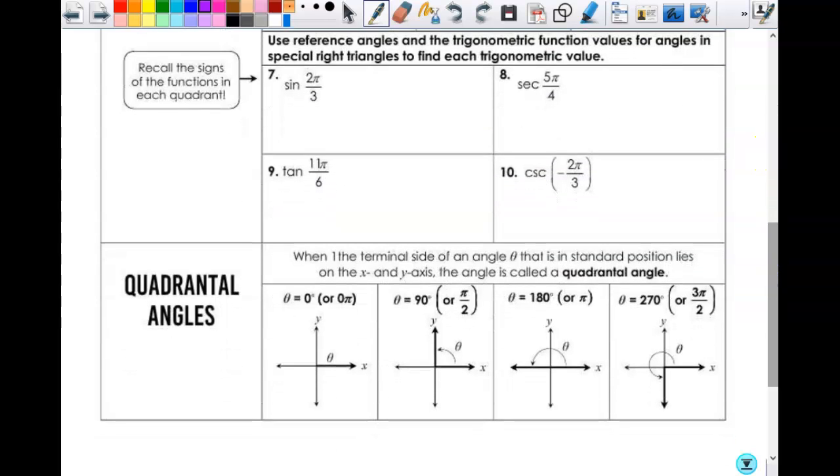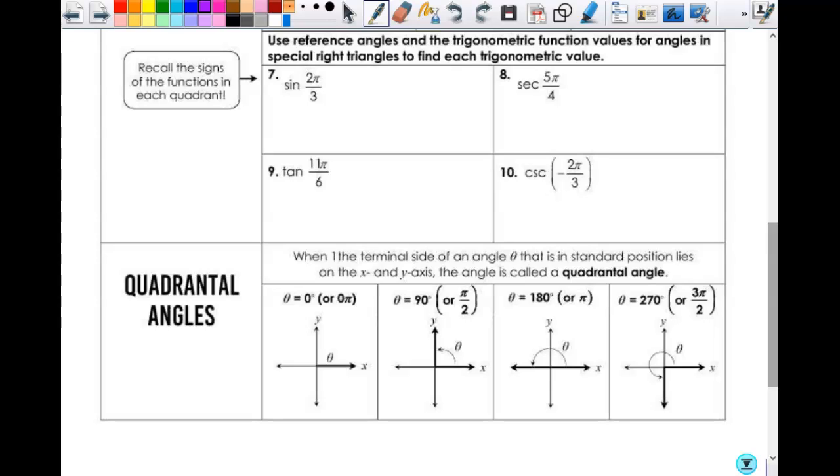It says use the reference angles and the trigonometric function values to find each function here. Okay, so we're going to write some extra stuff down that I don't necessarily expect you to write down when you're doing it on your own, and we didn't when we did it originally. And we won't on the back, but these are the thought processes you have to go through. So if you need to look back at this, you've got it.